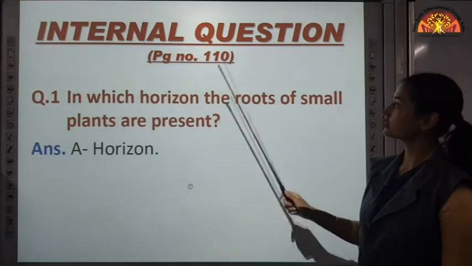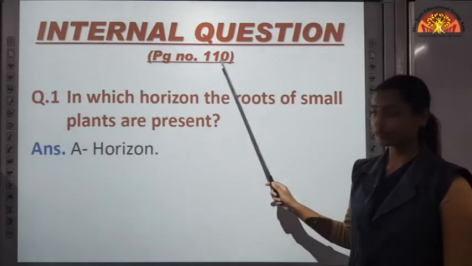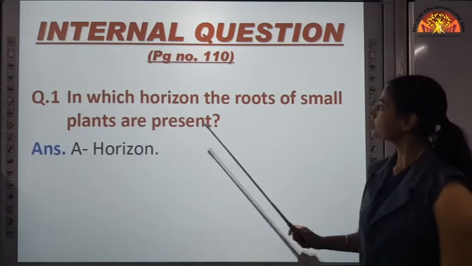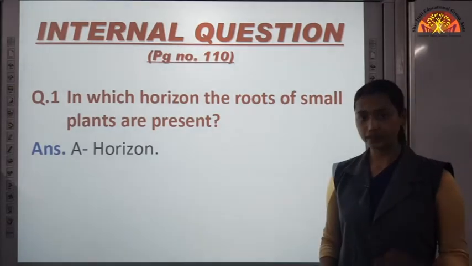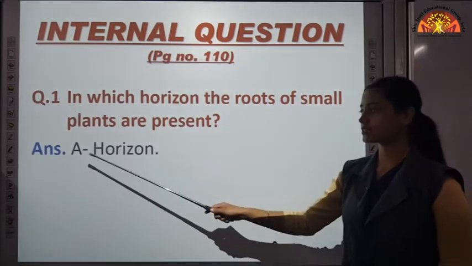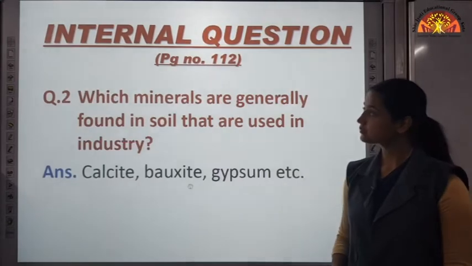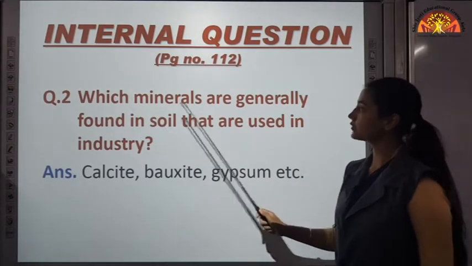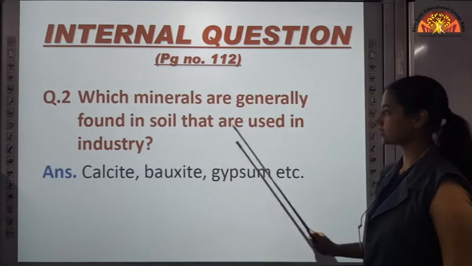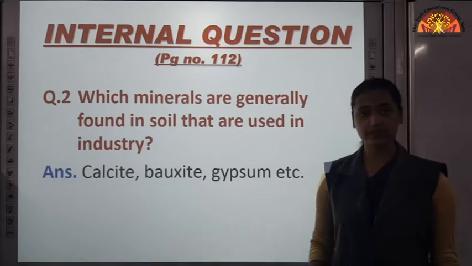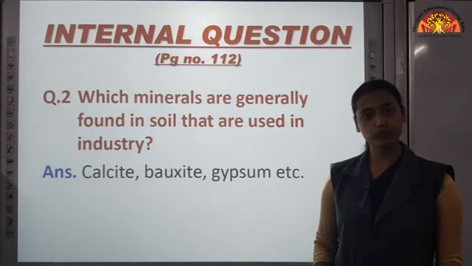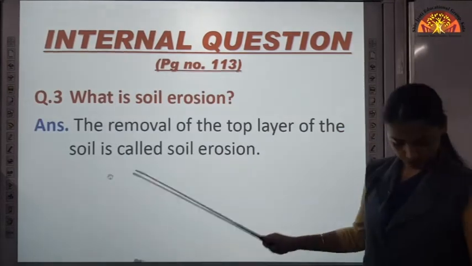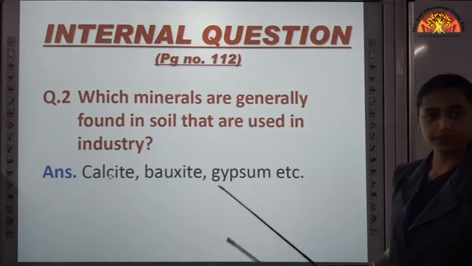Now, internal question which you have to write on page number 110. In which horizon the roots of small plants are present? Small plants, the roots cannot penetrate deeper into the soil, so they are present in horizon A, topmost layer. Question 2 on page 112. Which minerals are generally found in soil that are used in industry? Those minerals are obtained from the soil only. Few examples of those minerals are calcite, bauxite and gypsum.